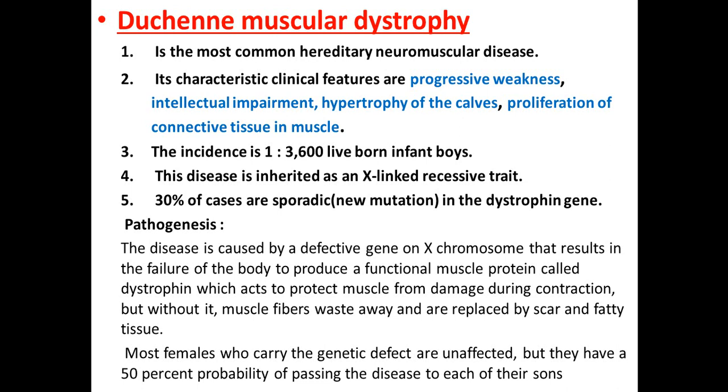Dystrophin is a functional protein that protects the muscle from damage during contraction. And without dystrophin, the muscle fiber wastes away and is replaced by scar and fatty tissue. So females in this disease carry the genetic defect, but they are not affected. And they carry a 50% risk of transmitting the disease to their sons.